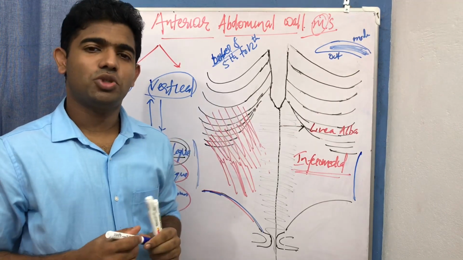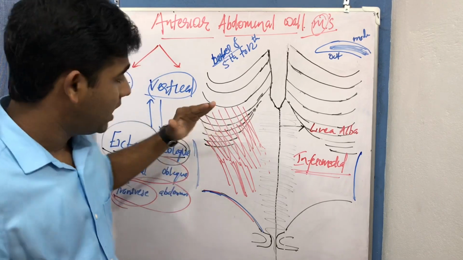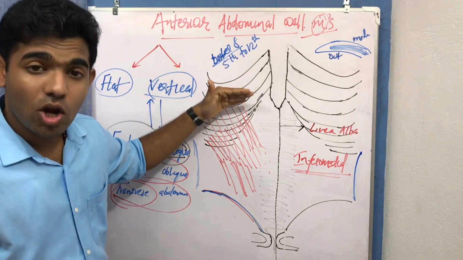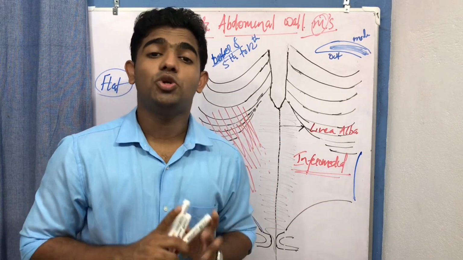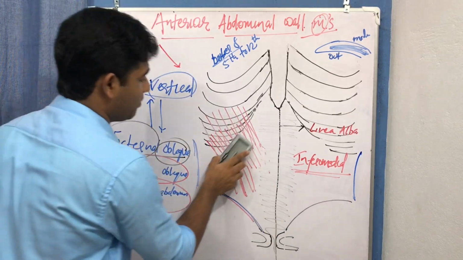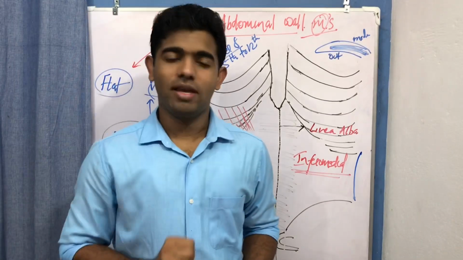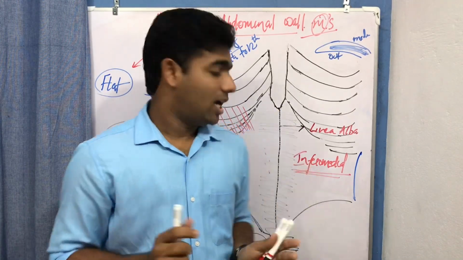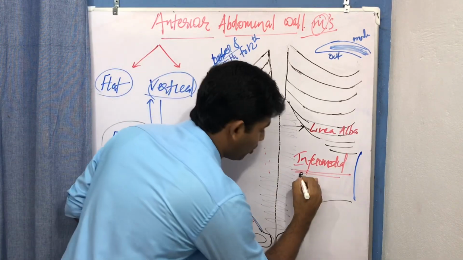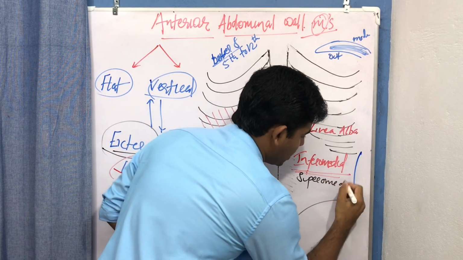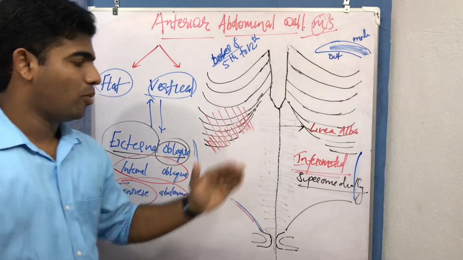So clear? So this is so simple. If you know this orientation and try to recollect the landmarks in this region, it is so easy. It arises from the lower 8 ribs and is inserted into the outer lip of the iliac crest and the linea alba. That is your external oblique muscle. Now, moving on to the internal oblique muscle. What was the key point here? This is inferomedial. Here the key point is superomedial. So the orientation of this muscle's fibers is superomedial.